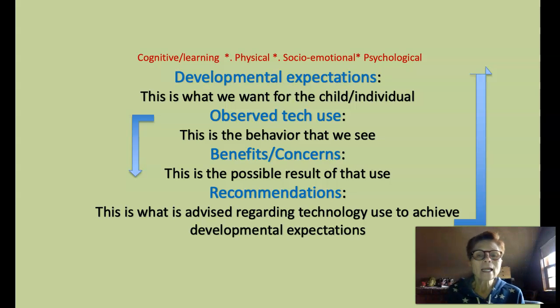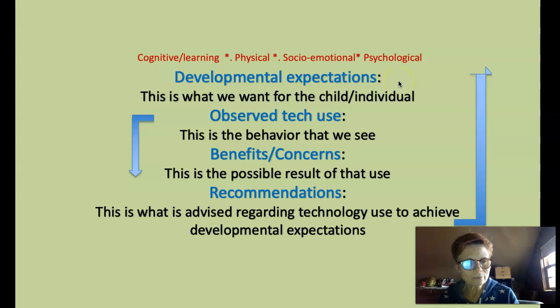And then with regard to technology, we observe how somebody is using technology, and that then relates to, does that benefit our development, or in some way might it stand in the way and challenge our development? And as a result of that, our research and our observation and our testing relates to recommendations for continued use, which then goes back up to the top with my arrow that doesn't have a header on it, back up to our developmental expectations.